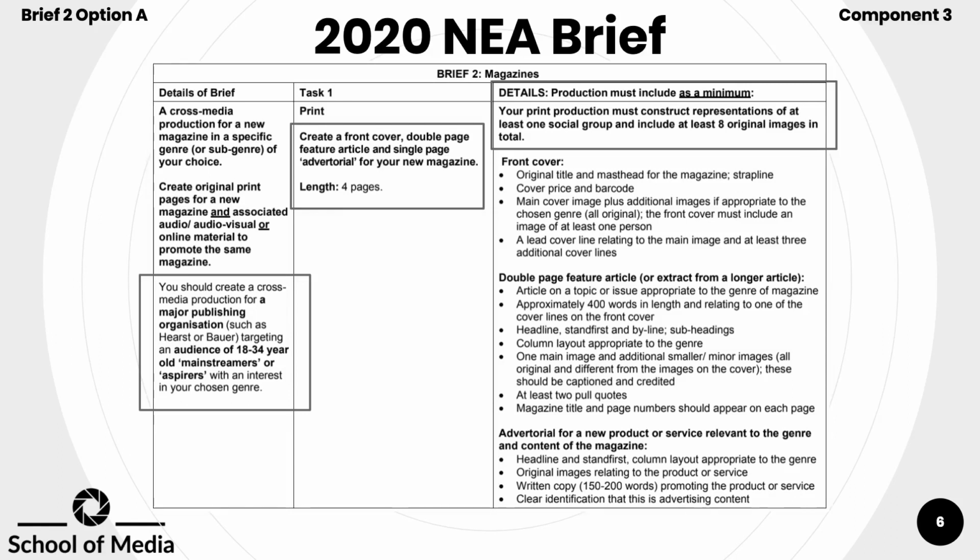The third point on the brief, which is very important and which I've highlighted here, is constructing a representation of at least one social group, plus the 8 original images. These must be your own original images. I've seen a few coursework pieces that are really nice bits of work, but they don't construct that representation very clearly. So make sure you don't overlook this.